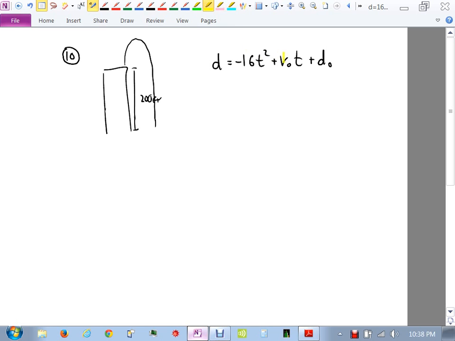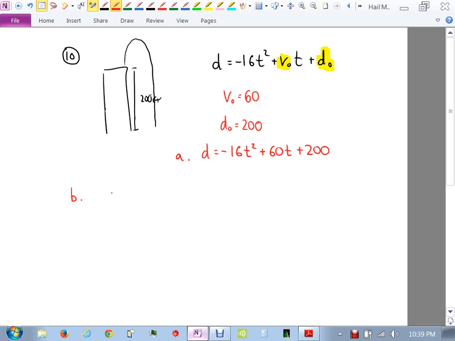We know two things given to us in this problem, d naught and v naught. V naught is the initial speed, and it's 60 feet per second, and it's positive because it's launched upward. D naught is 200 feet. That's the height. So my equation becomes d equals negative 16t squared plus 60t plus 200. So that's the answer to part A. Part B is to sketch this parabola.